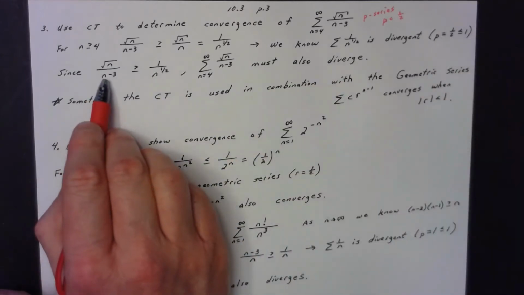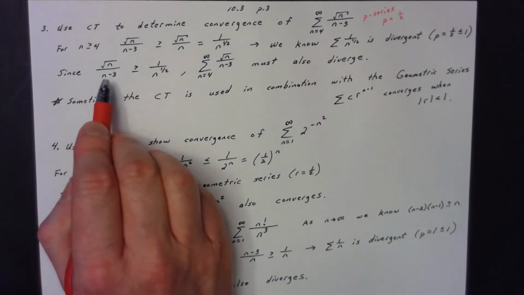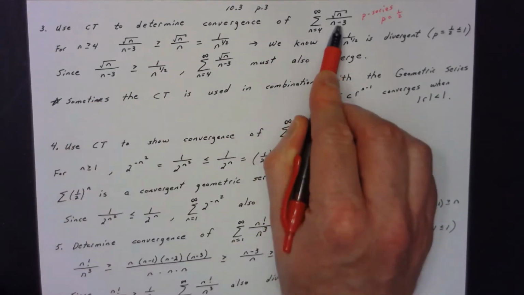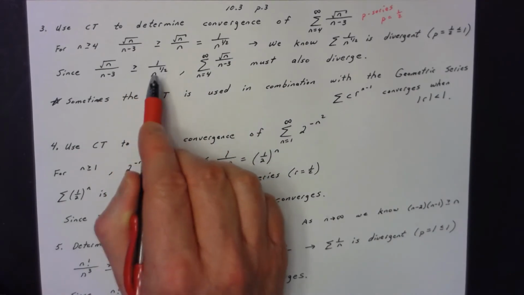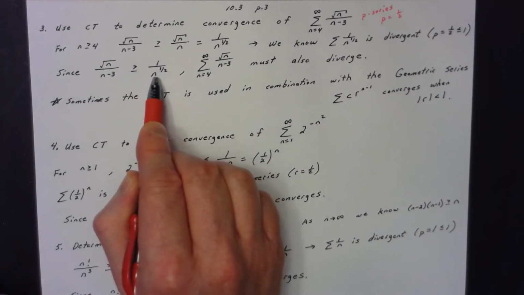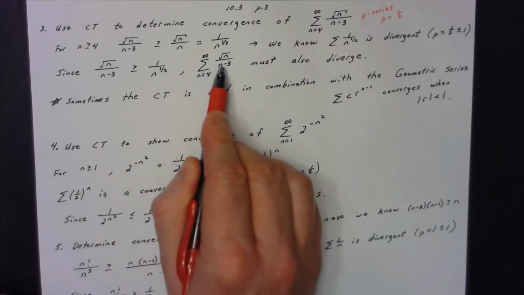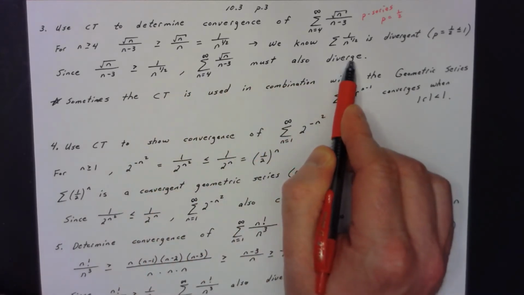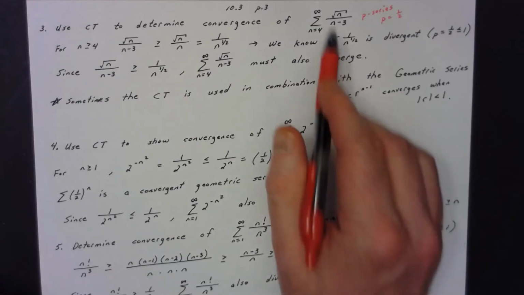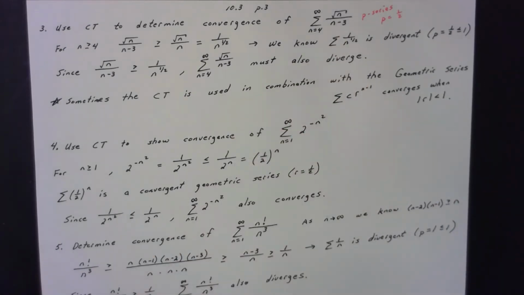Now, the logic of the comparison test. Since the general term of the series we're trying to work with is greater than or equal to the general term of a series that I know diverges, then this series must also diverge. That is the comparison test. Now, those last two problems I did with the comparison test, that was the comparison in p-series test.